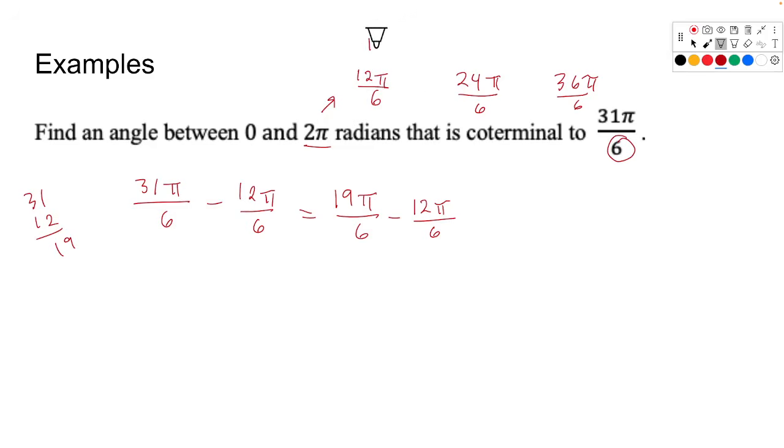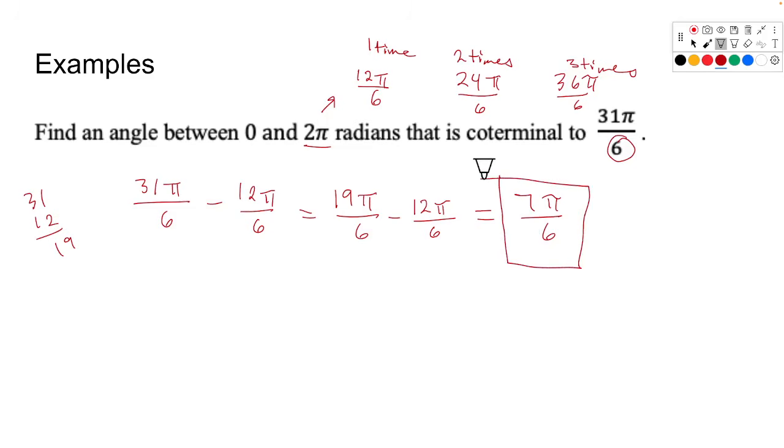So this is 1 time, 2 times, and this is 3 times. Okay, but when we subtract it this time, we're going to get 7 pi over 6, which is less than 12 pi over 6. So this is just one time around the circle. This is between 0 and 2 pi. That's our answer. So 7 pi over 6 is coterminal to 31 pi over 6, and it's between 0 and 2 pi.